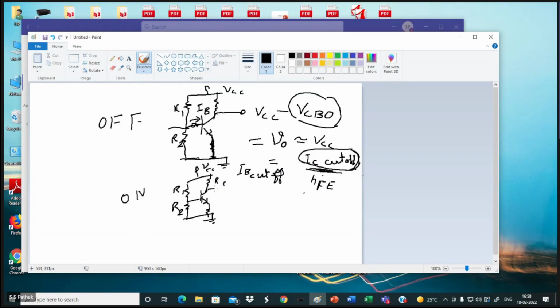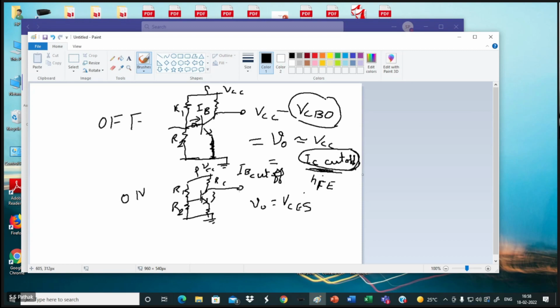So if that is there, what is my output? V output will be VCE saturation. Between this and the ground, that's VCES coming like that. VCES is once again manufacturer data. By design, I cannot change the VCES. I can change the active region, load line, operating point, and all that, but VCES I cannot change. That is the manufacturer's data. So V0 will be VCES.